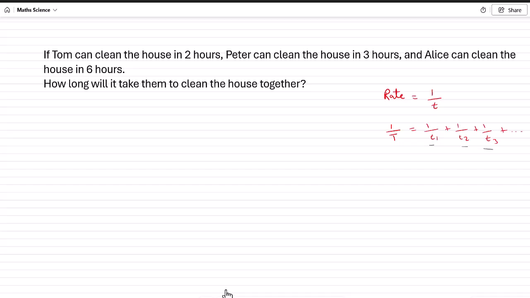Okay, now let's take another example. Let's say we have another person, Alice, who can clean the house in 6 hours. How long will it take them now to clean the same house together? Again, we need to do the same thing. We need to find the rate for each person. So let's find the rate for Tom.